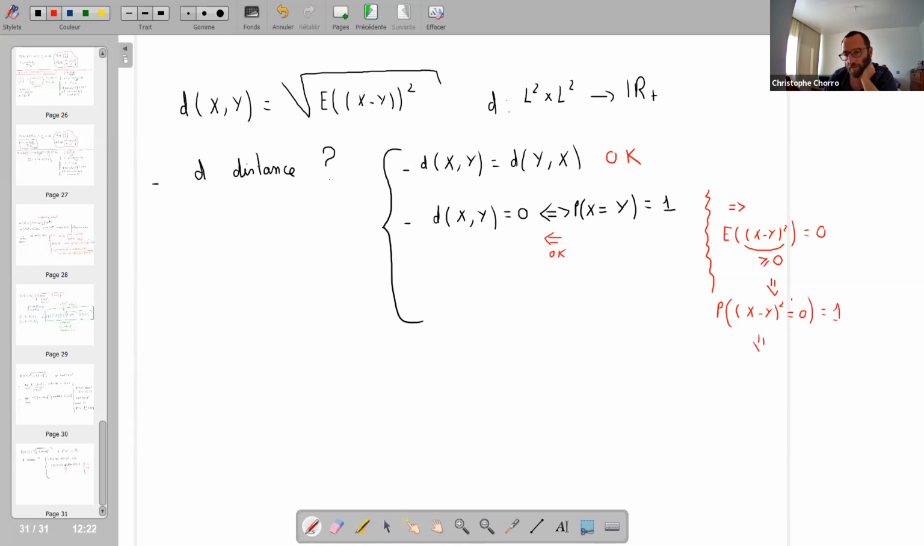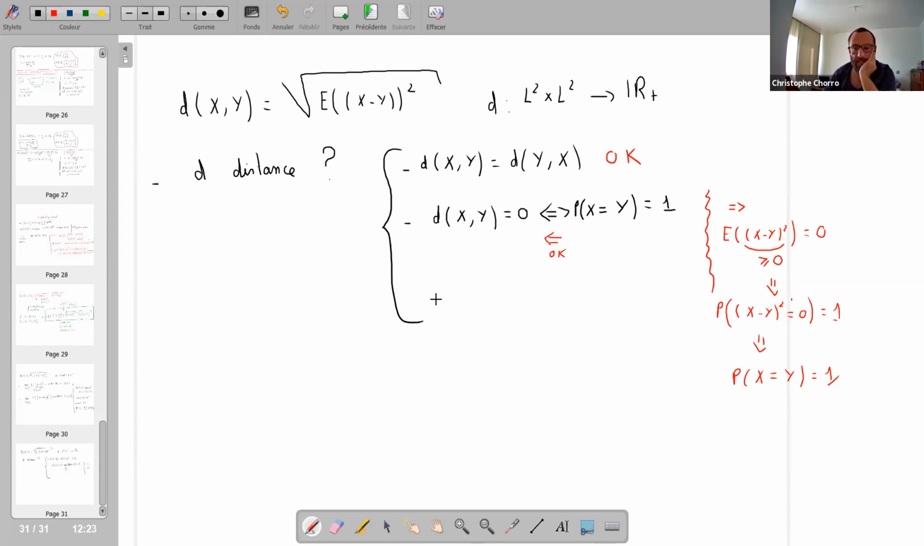And so the probability that x is equal to y is equal to 1. It's because the expectation of a positive random variable is 0 if and only if this random variable is equal to 0. Because if you take at least one point that is strictly positive, you will build an expectation that is strictly positive.